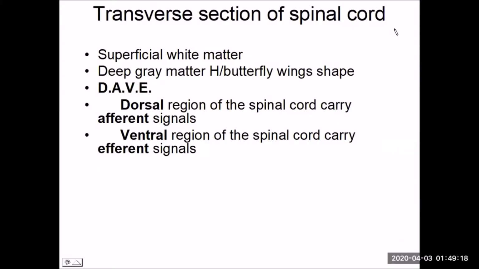So now, penetrating all of those layers of protection to reach the actual spinal cord, we'll start to take a look at a horizontal section, a horizontal slice through the spinal cord. And we'll discuss, of course, the location of the superficial portion of the spinal cord composed of white matter, and the deeper portion of the spinal cord composed of gray matter. And we have this nice mnemonic here, DAVE. This is now describing the function of the spinal cord. So the activity of different parts.